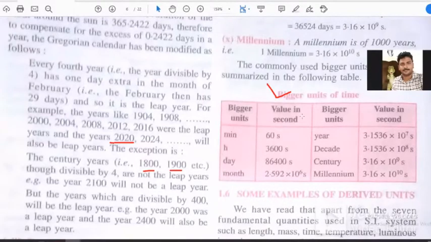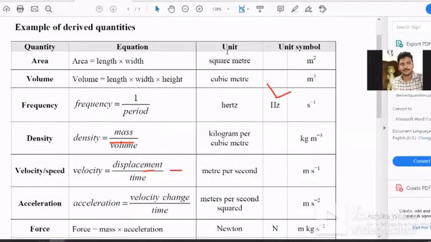Good. Now we'll see some examples of derived units. Here, these examples of derived units are given. It is important for you to understand. In the exam, we can ask you what the formula for a particular unit is. For example, what is the formula for area? That is length into width. What is its unit and symbol? That is meter square. So all these things are important.